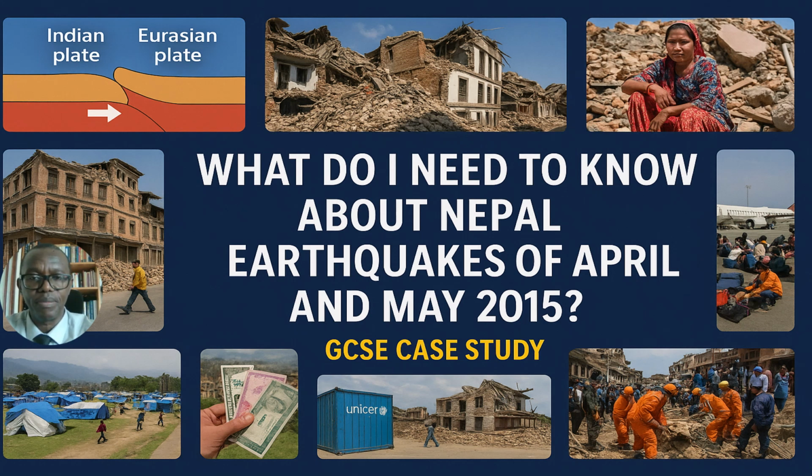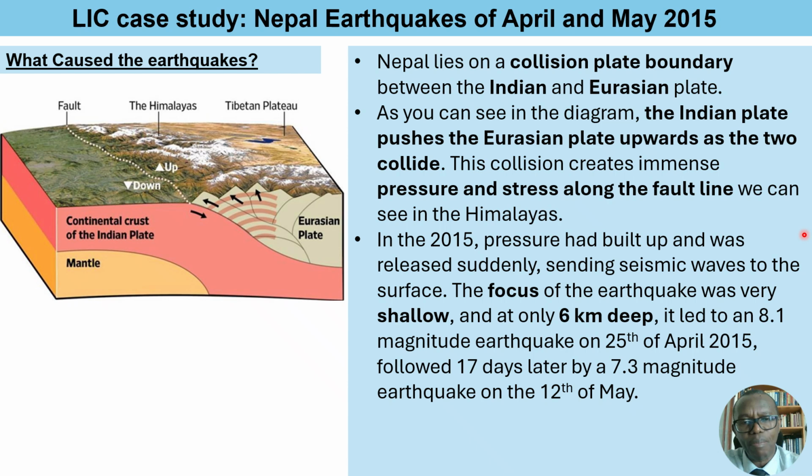Okay, let's get started. What caused the earthquakes in Nepal in 2015? Nepal lies on a collision plate boundary between the Indian and the Eurasian plates. Now we know that a collision plate boundary is where you have two continental plates moving towards each other, or colliding. This is actually a convergent collision plate boundary where two plates are converging, moving towards each other, and both of them in this case are continental crust. So you have the Indian plate on one side here, and you have the Eurasian plate here.